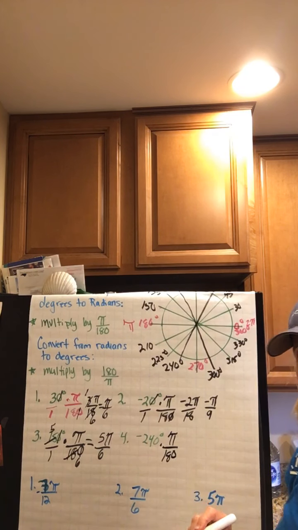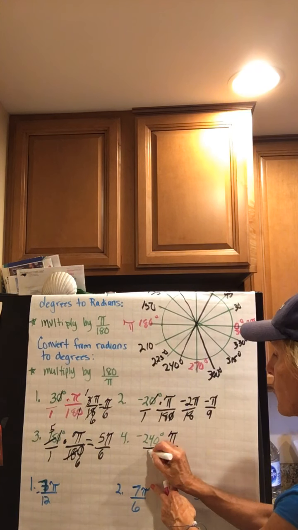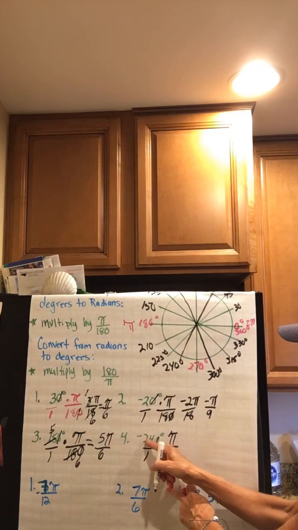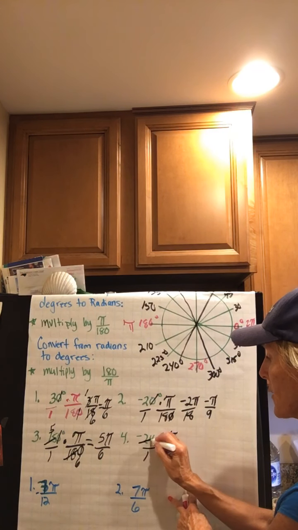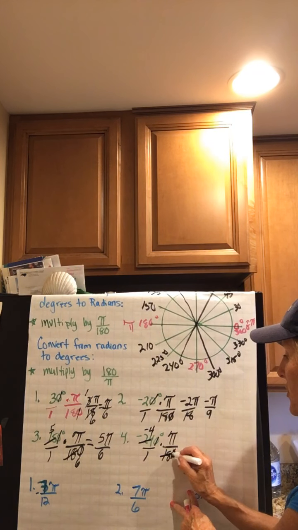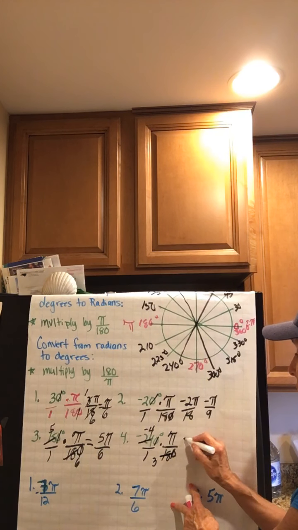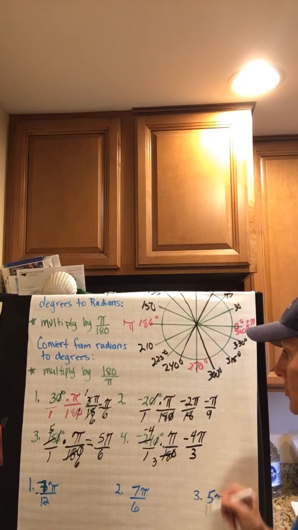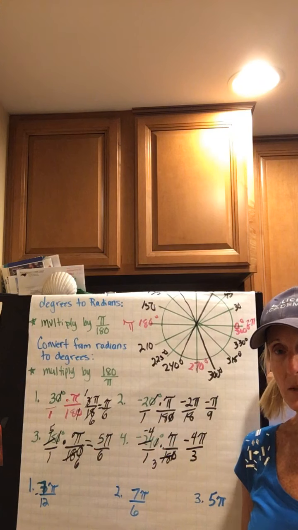Easy peasy, right? Easy peasy, lemon cheesy. Okay, so again, over 1, I can cancel out a 0 for a 0. I can divide both of those by 6. So -24 divided by 6 is -4. 18 divided by 6 is 3. Then top times top, bottom times bottom, I get -4 pi over 3. So that's, again, converting it from degrees to radians.